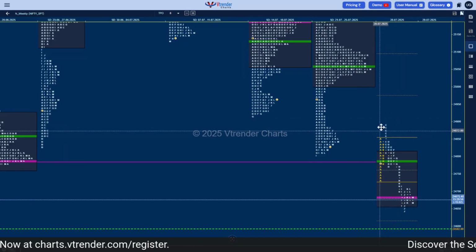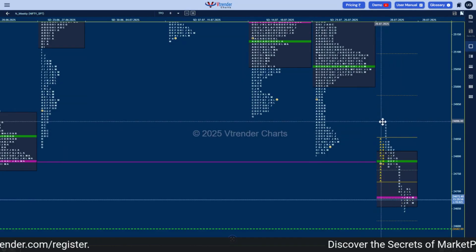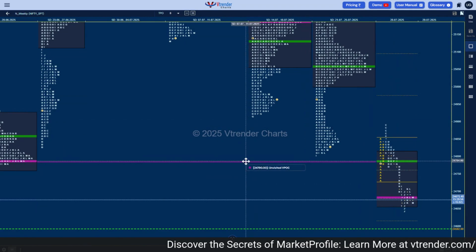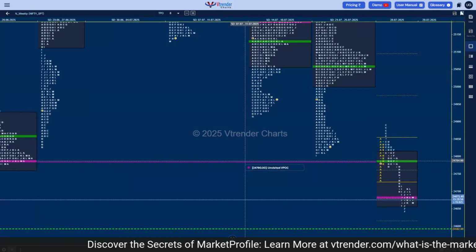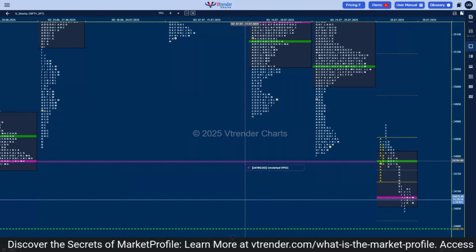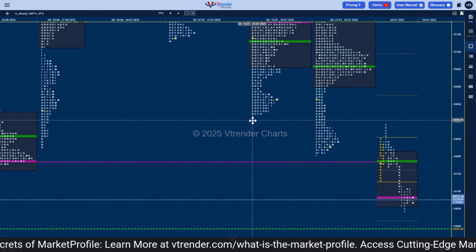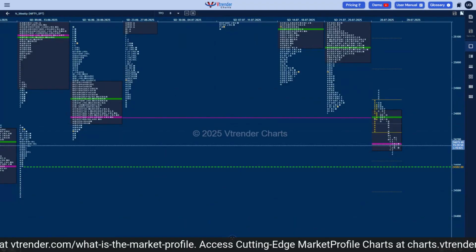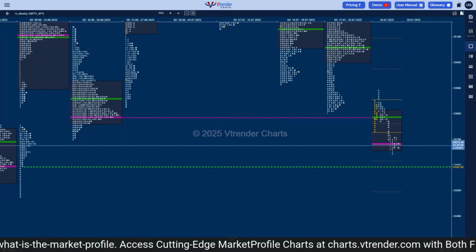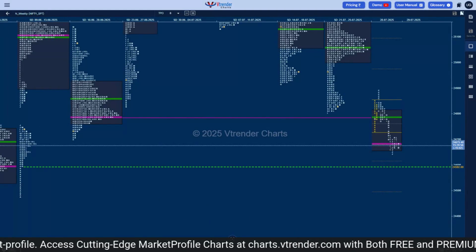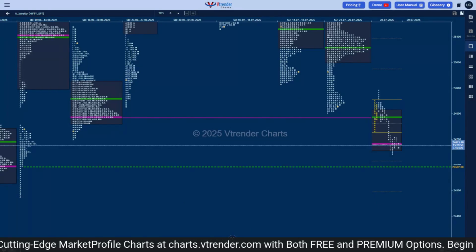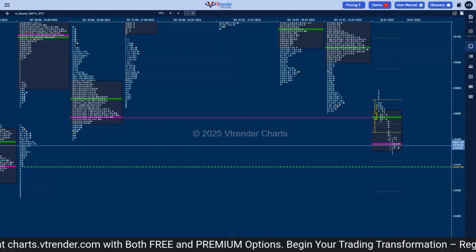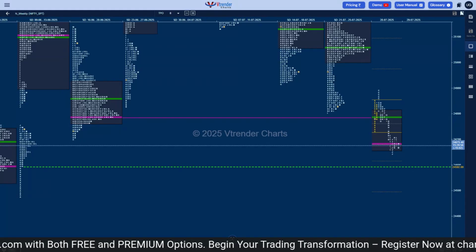We have left a responsive selling tail, and this has resulted in a failed auction over here. So we have broken below this unvisited POC of 24790. And so on the weekly time frame, we are looking set to test this buying tail from the 9th to 13th of June.